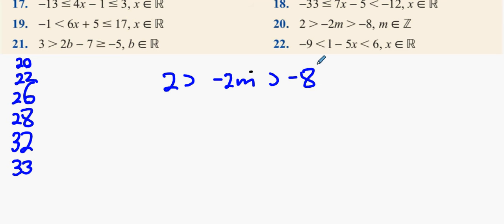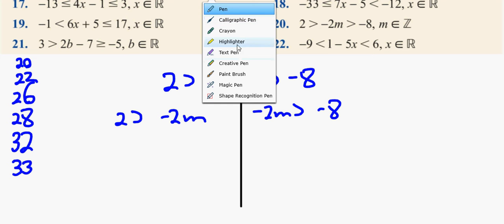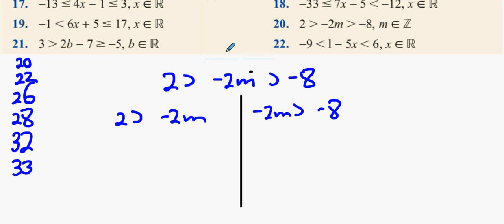What I often tell you guys is that you sort of blank out one of them, don't you? Or you can write it out twice. Draw a line dead center and do it like this: 2 is greater than minus 2m, and minus 2m is greater than minus 8. So essentially you rub out either side. Now let's look at this one.